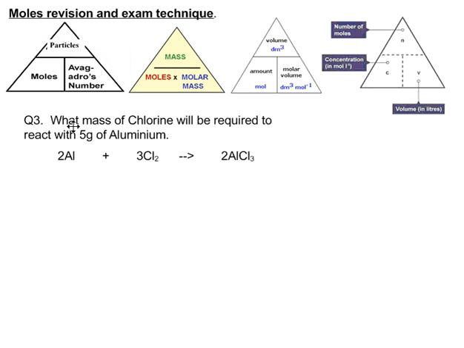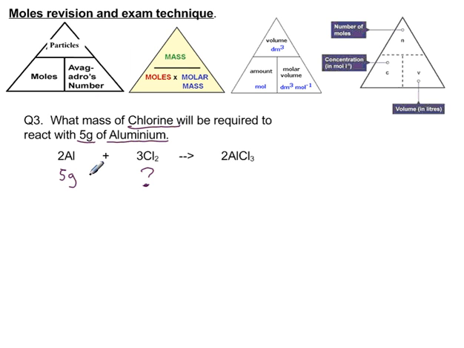Okay, this next question asks, what mass of chlorine will be required to react with 5 grams of aluminium? Okay, so we are after the mass of the chlorine. So the mass of the chlorine is what we're trying to find out. We have got some information though. We have a mass of aluminium. So we know that we start with 5 grams of aluminium.